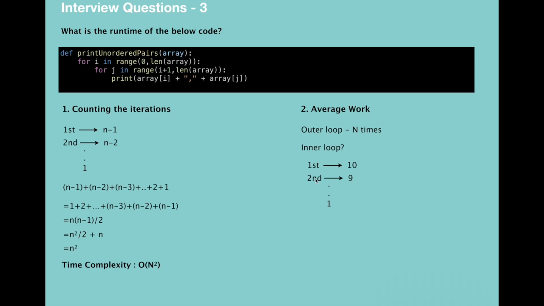So the average of these numbers will give us roughly 5, and this is 10 divided by 2. This means that for n numbers, our average can be n divided by 2. So we know that our outer loop runs n times. Since the inner loop runs n divided by 2, we can multiply these 2 and get n squared time complexity. So with these two approaches, we can find the time complexity of this method. Hopefully everything is clear for this question.